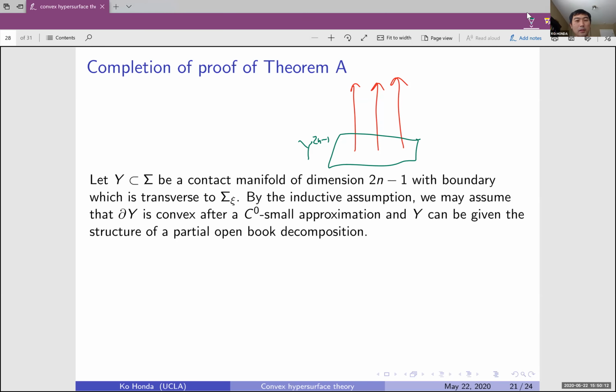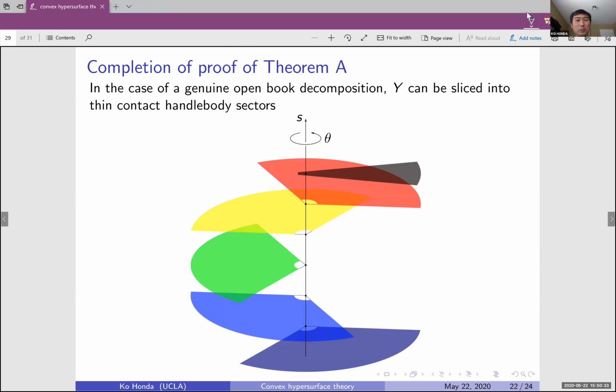Anyways, by the inductive assumption, you may assume that the boundary of Y is convex after a C0 small approximation and that Y can be given the structure of a partial open book decomposition. And then in the next step, I'm going to assume Y is actually a full open book. So suppose you have a genuine open book decomposition, then Y can be sliced into thin pieces. The vertical axis is the S direction, and the open book schematically has a picture like this. And the theta direction is this direction.